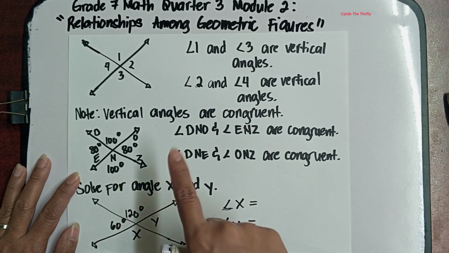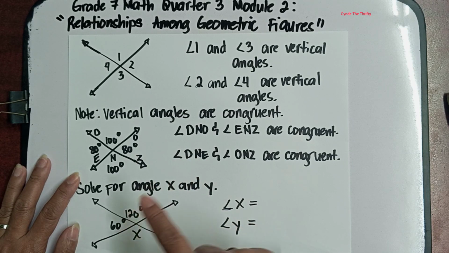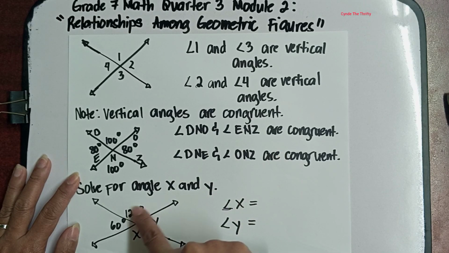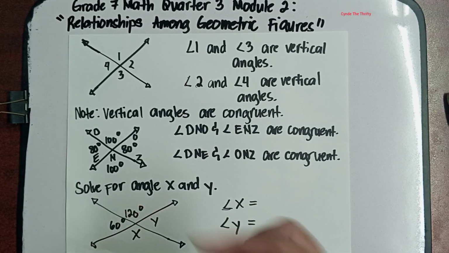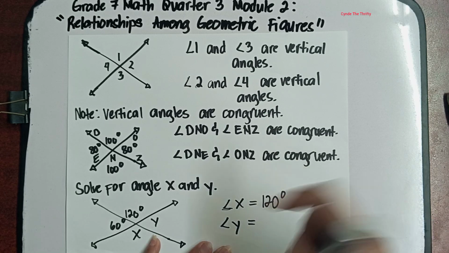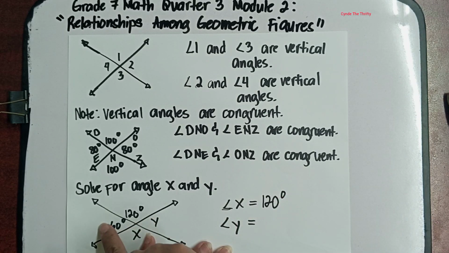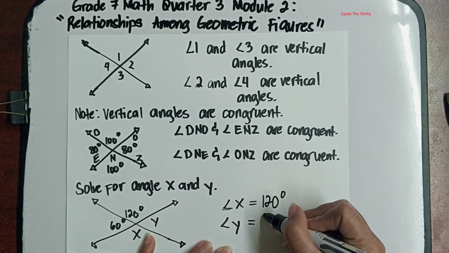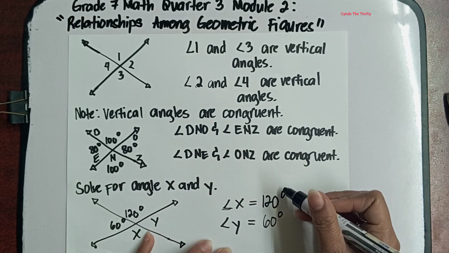And since alam natin na these are vertical angles at alam natin na vertical angles are congruent, ibig sabihin, ang sukat ni angle X ay pareho dito sa taas na angle. So, ang kanyang sukat ay 120 degrees. While si angle Y naman, pareho sa sukat dito sa left side na 60 degrees. Okay? So, 60 degrees si angle Y.